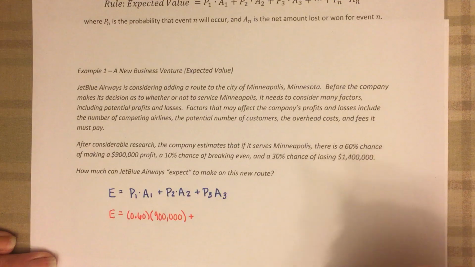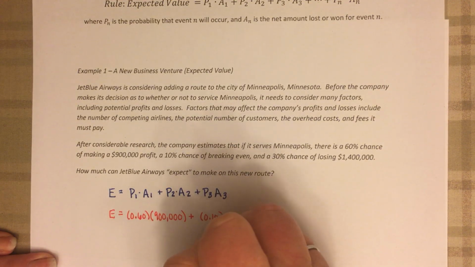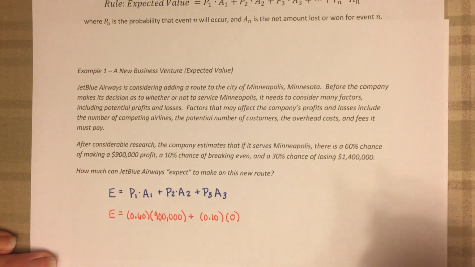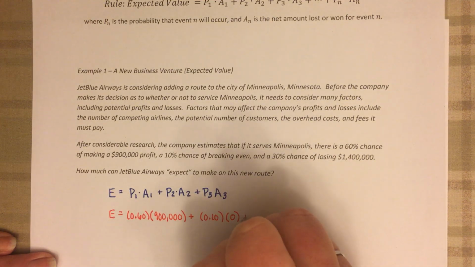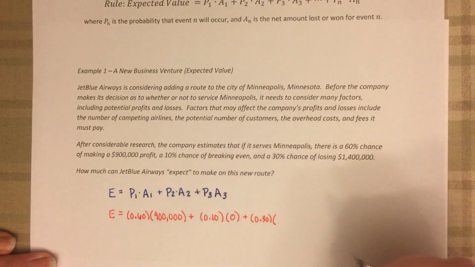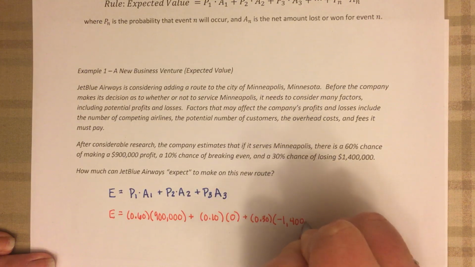Our next event, there is a 10% chance of breaking even. So 10%, 0.10 times breaking even means no money is won or lost. So we're going to take that 10% times 0. Plus our 30% chance of losing $1,400,000. So this is going to be 0.30. And then since we are losing money in this case, we're going to multiply it by a negative number. So negative $1,400,000.